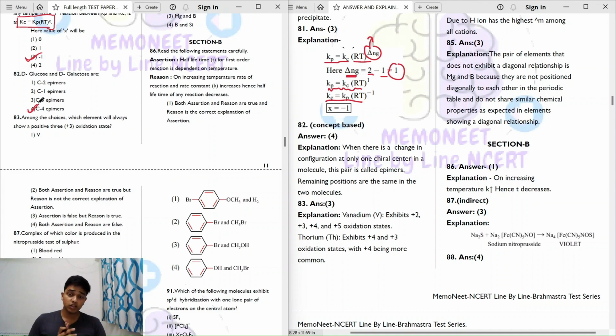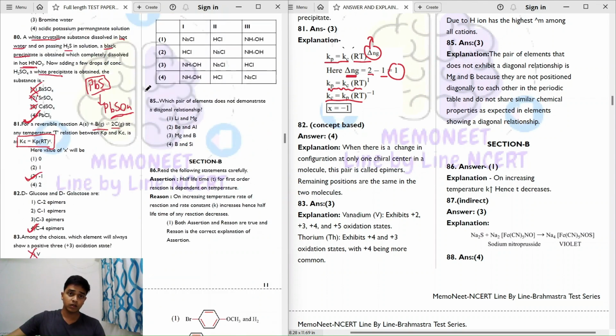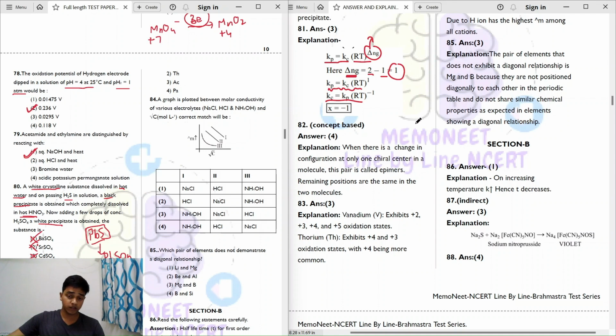Okay, moving on to the next question, the question says, among the choices, which element will always show a +3 oxidation state? So we have to tell which of the following elements will show a +3 oxidation state. First of all we have vanadium. Vanadium shows multiple oxidation states like +2, +3, +4 and +5, so we can remove this. Other options that we have: thorium. Thorium shows 2 oxidation states, +4 and +3, so it also shows multiple oxidation states.